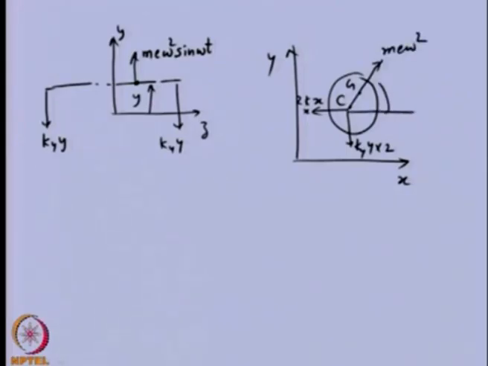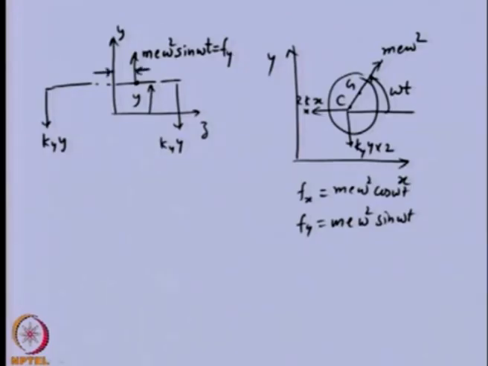Our reference axis for time is the x axis. So, this is omega t. So, you can see the component of the force in the x direction is m e omega square cos omega t, and the component of the unbalanced force in the y direction is m e omega square sin omega t. So, this particular component we have taken here, this is the unbalanced force in the y direction, and we have defined the axial eccentricity as E z. So, this is the position, C is here and G is this location.